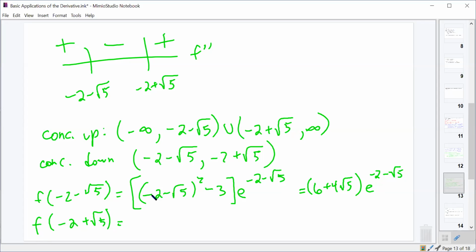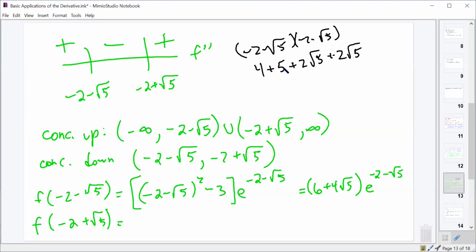Yeah, I did multiply those out, Adrian. So negative 2 minus root 5 squared is negative 2 minus root 5 times negative 2 minus root 5. Negative 2 times negative 2 is 4. The negative root 5 times the negative root 5 is plus the 5, and then negative 2 times negative root 5 is plus 2 root 5, and again, another plus 2 root 5. So we got 9 plus 4 root 5, and then we subtract the 3.